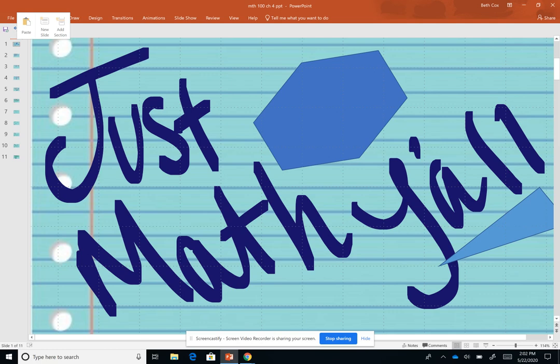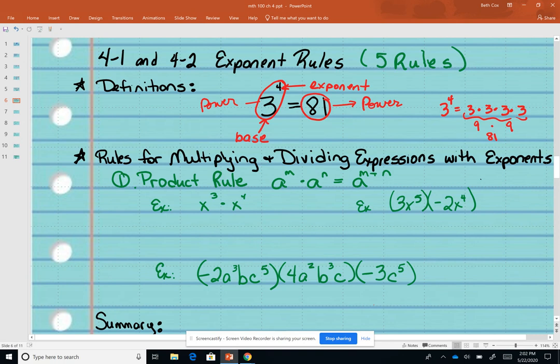We're going to talk about exponential expressions. We're going to be dealing with exponents. This is section 4.1 and 4.2 in our book for Math 100. Okay, so let's look at what we have here. So first of all, we're going to go 4.1 and 4.2. These are the exponent rules.